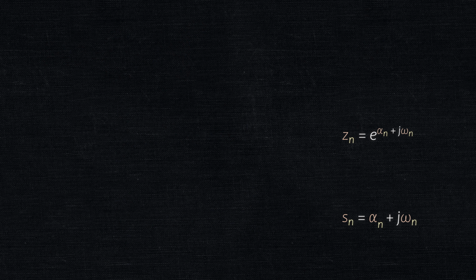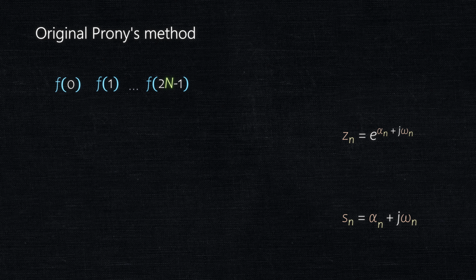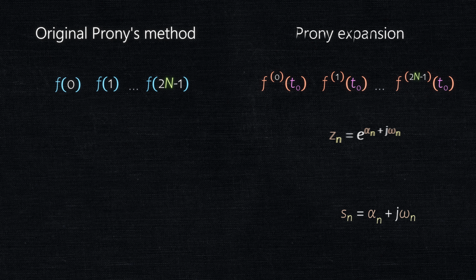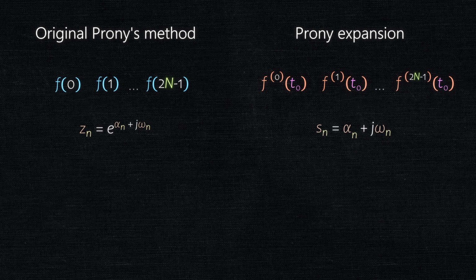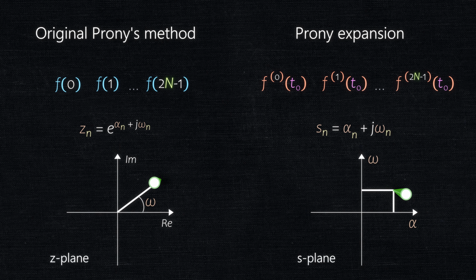Applying Prony's method to the sequence of derivatives, we'll call Prony expansion about a point, meaning that is somewhat similar to the Taylor expansion. Let us have a look at how parameters z and s compare to each other. Z belongs to discrete domain. Discretized sequence is always band-limited, and therefore, on z-plane, frequency omega is limited by minus pi and pi. On the contrary, on s-plane, we see that frequency omega is not limited by any bounds.